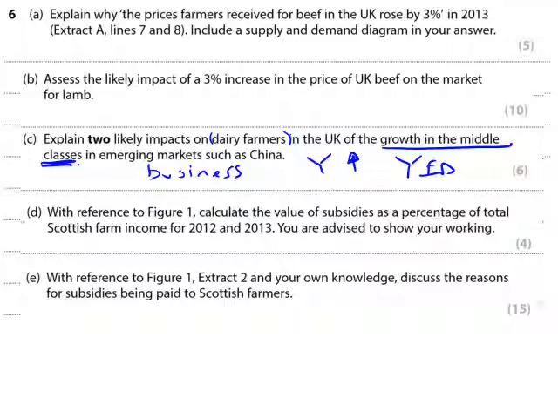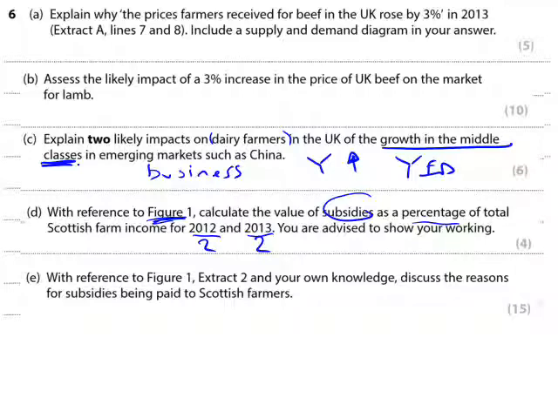With reference to figure 1, so you'll definitely need to look at that. Calculate the values of subsidies. This is why you needed your calculator, as a percentage of total Scottish farm income for 2012 and 2013. You're advised to show your working out. As there's 4 marks there, there's going to be 2 marks for each of those.